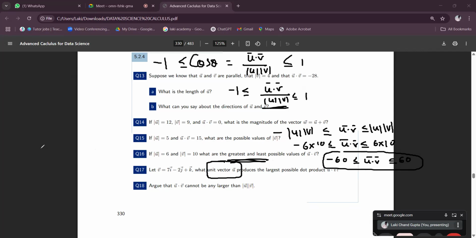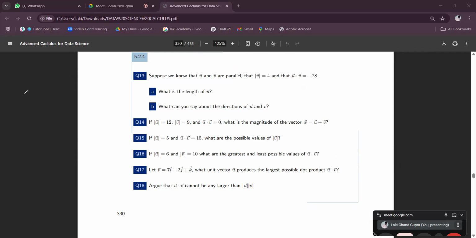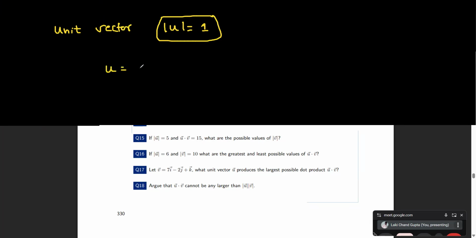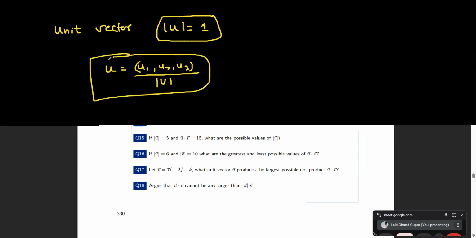What is a unit vector? I know we have this concept, but I don't know exactly what it means, to be honest. Any vector whose length is 1 is called a unit vector. Suppose any vector u, when you divide it by its modulus, it becomes a unit vector, and the unit vector is represented by u cap.